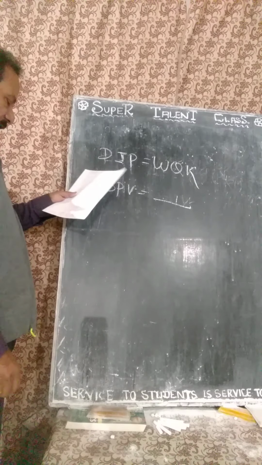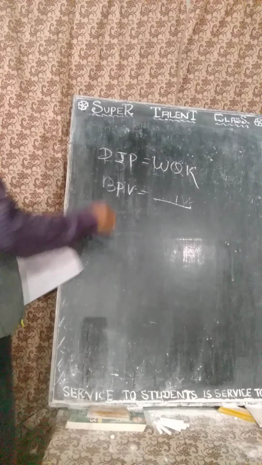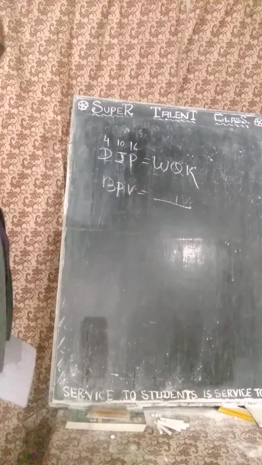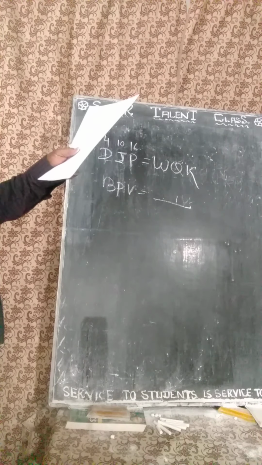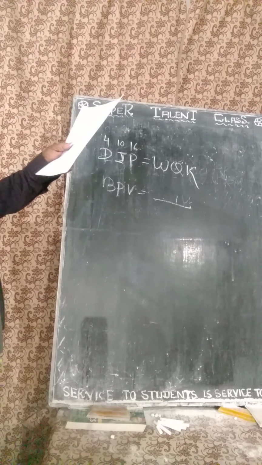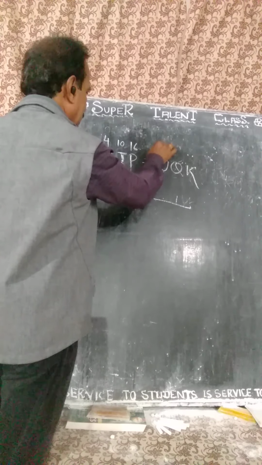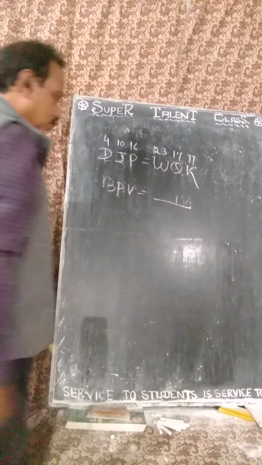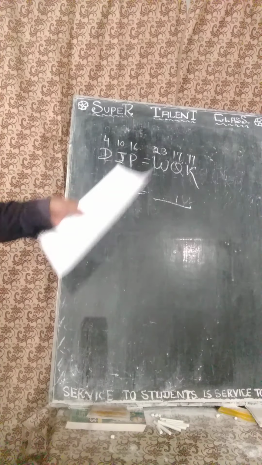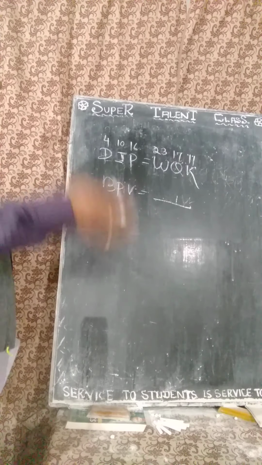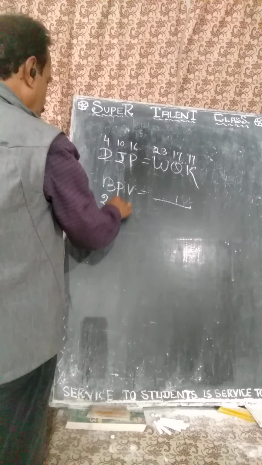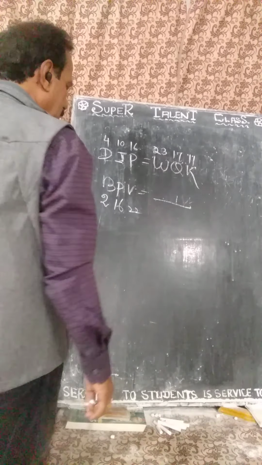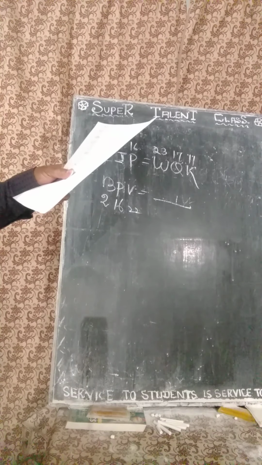Now give the numbering. D is 4, this is 10, this is 16. You must take the help of that numbering. D is 16. Then WQK, this is 23, this is 17, this is 11. You see, 23, 17, 11. You just have to rotate or go on practicing. You have 2, 16, then 22. So what will be the answer?